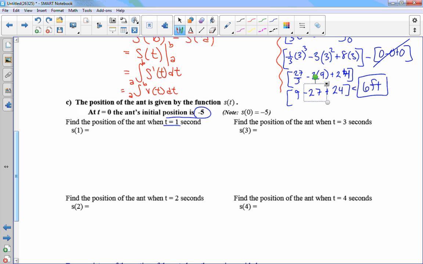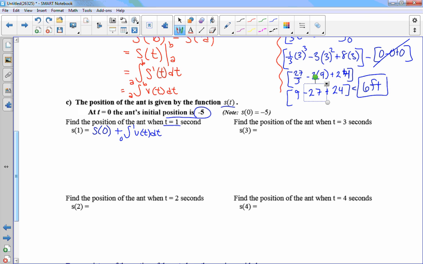So we know we can find its position by integrating. But when it has an initial position that's not 0, any ideas of what we'd have to do? Yeah. What's the initial position called, in terms of the function s? S of 0. And then we'll add integrating from 0 to 1 of the velocity function, which tells us the position after 1 second.